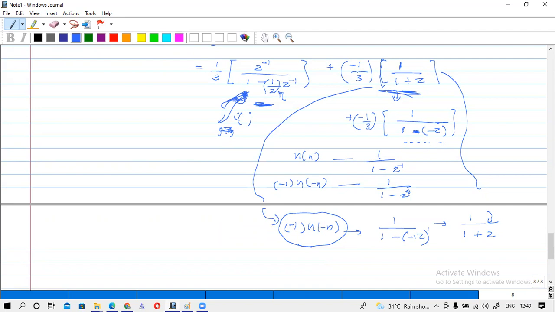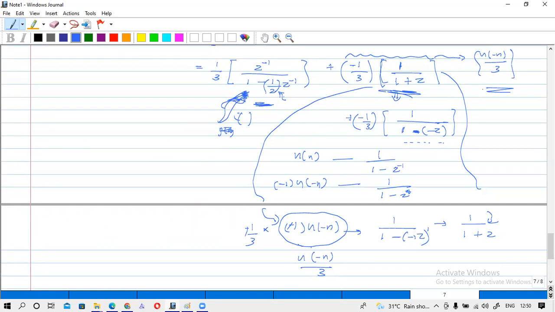And here you have minus 1 by 3. So you have to multiply by minus 1 by 3, so the minus cancels out. You will have u minus n by 3 for this term. So this term you have found. Is this okay? Have I done any mistake here?